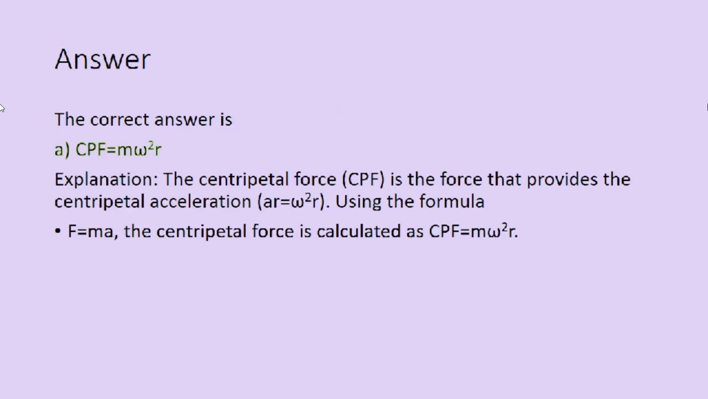CPF is equal to m omega square r, and its explanation is the centripetal force, which is denoted by CPF, is the force that provides the centripetal acceleration, that is AR is equal to omega square r. Using the formula, we know that F is equal to mass into acceleration, ma. By substituting the value of AR is equal to omega square r, we will get F is equal to m omega square r.